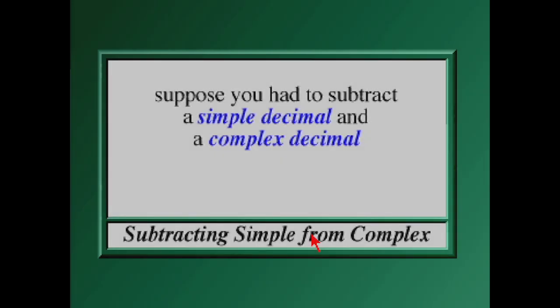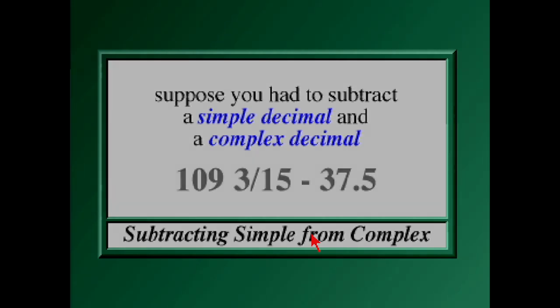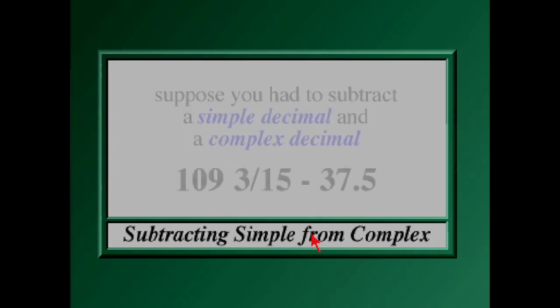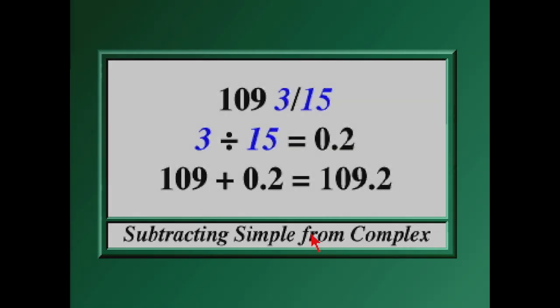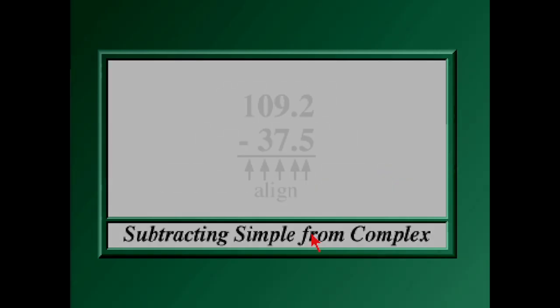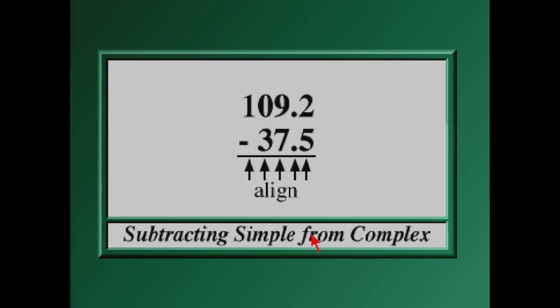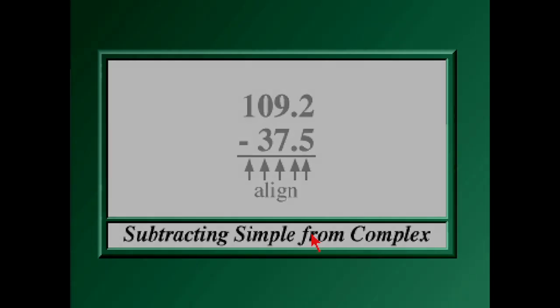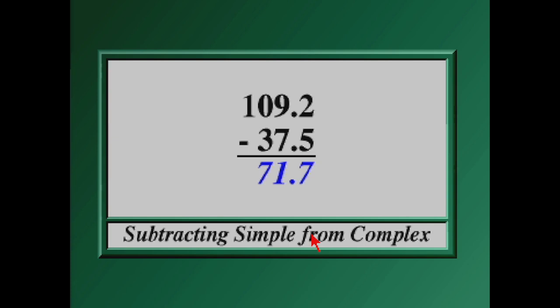Suppose you must subtract a simple decimal and a complex decimal. For example, find the difference for 109 and 3/15ths and 37.5. First, extend the shorter complex decimal until the fraction is removed or until there are the same number of places in both minuend and subtrahend. Align the decimal points and digits in proper columns. Subtract as usual.